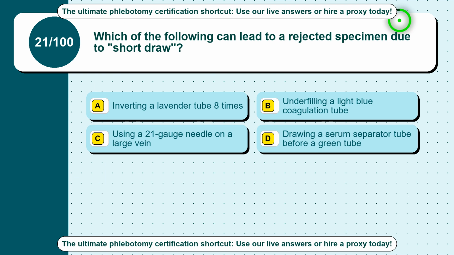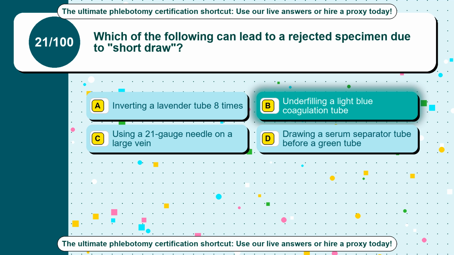Question 21. Which of the following can lead to a rejected specimen due to short draw? Option A, inverting a lavender tube 8 times. Option B, underfilling a light blue coagulation tube. Option C, using a 21 gauge needle on a large vein. Option D, drawing a serum separator tube before a green tube.